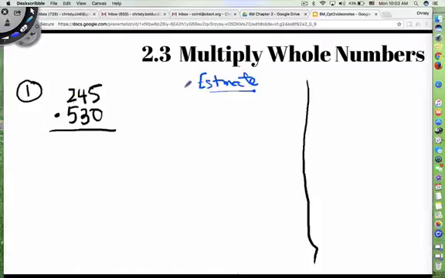So 245, we would round down to 200. And then 530, we would round down to 500. 5 times 2 is 10. And then we have all of these extra zeros, these 4 zeros. So let me write it down here. 10 and then 1, 2, 3, 4. And then the 10 was the original. So our answer should be pretty close to 100,000. We had to round both of these down, so this will be pretty low in comparison, but that's what we're doing.